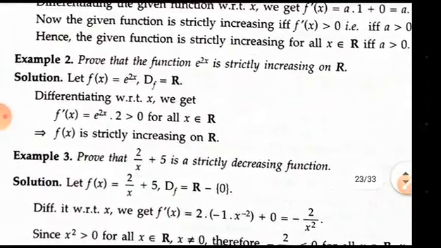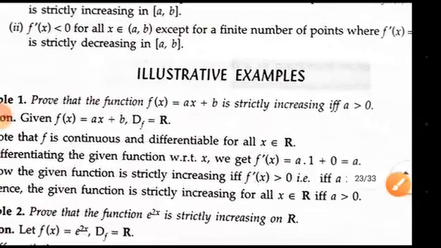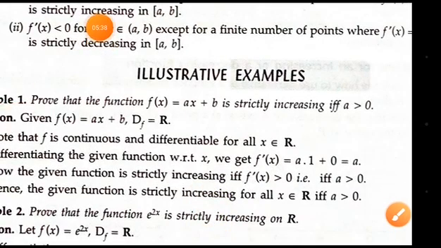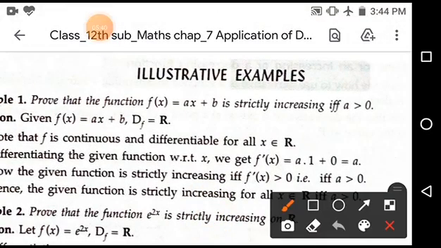Okay student, take some examples. So the first example is: prove that the function f(x) = ax + b is strictly increasing if a is greater than 0. So here we can write f(x) = ax + b, and the domain of this function is the real numbers. So we can take any real number, and on all the real numbers the function is defined. Now take f'(x), that means the differentiation of the function.